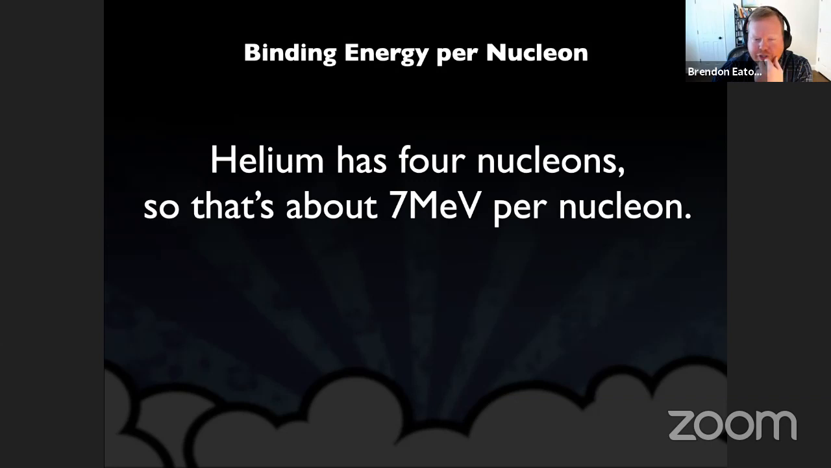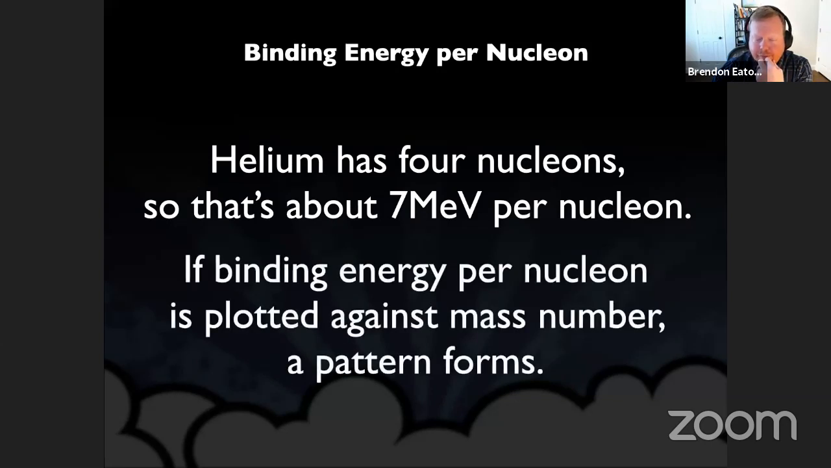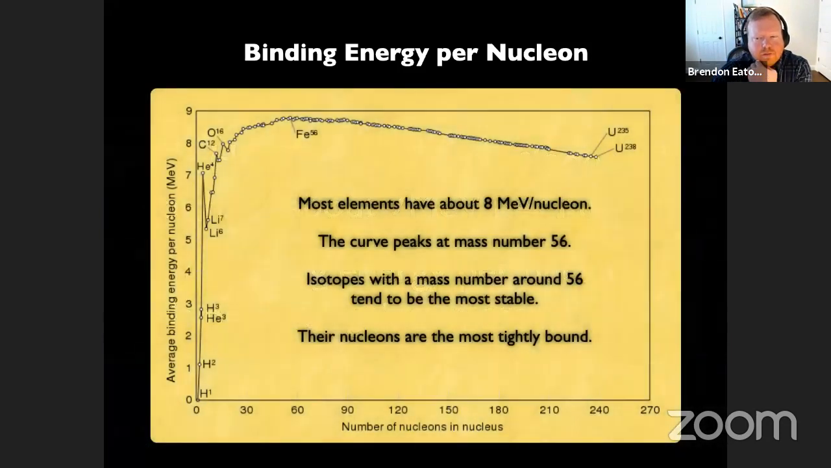And if the binding energy per nucleon is plotted against the mass number, we get a very interesting pattern that forms. So notice on this graph, the y-axis says average binding energy per nucleon in mega electron volts, and the x-axis shows number of nucleons in the nucleus.